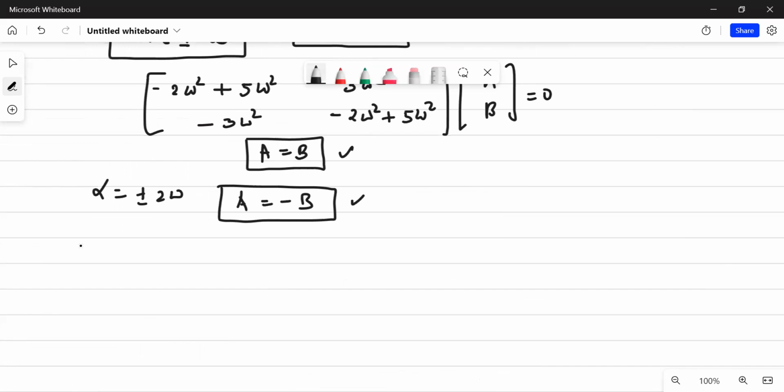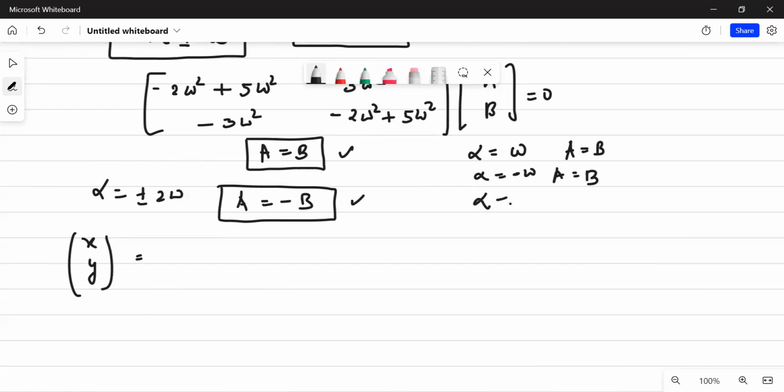So now, if I use all these things in my solution part, what is my solution? My solution was x, y equal to a and b. So I'll write 4 solutions. I have 4 solutions corresponding to this. For alpha equal to omega, your a was equal to b. For alpha equal to minus omega, your a again was equal to b. For alpha equal to 2 omega, your a was equal to minus b. And for alpha equal to minus 2 omega, your a was equal to minus b. Is that clear? So you have 4 different categories of solution corresponding to alpha.